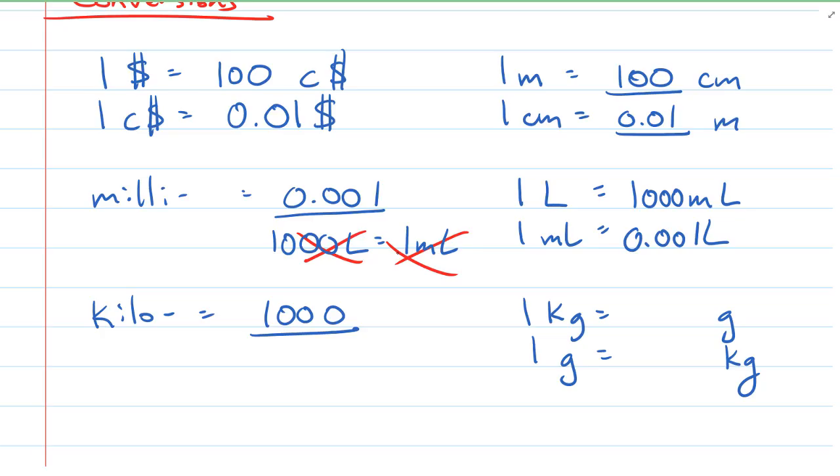So then ask yourself, which one is the bigger unit? Remember, the bigger unit gets the smaller number. The smaller unit gets the larger number. So the first one is 1 kilogram is 1,000 grams. 1 gram is 0.001 kilograms. Any questions on these two?